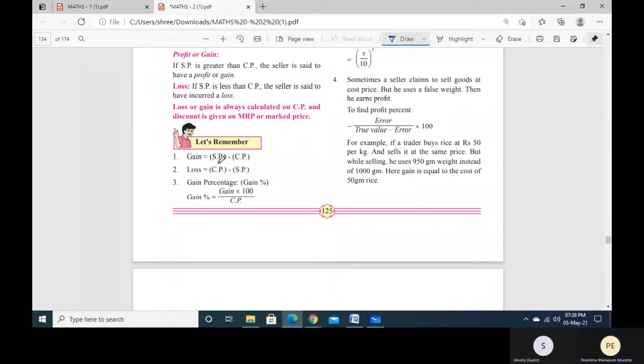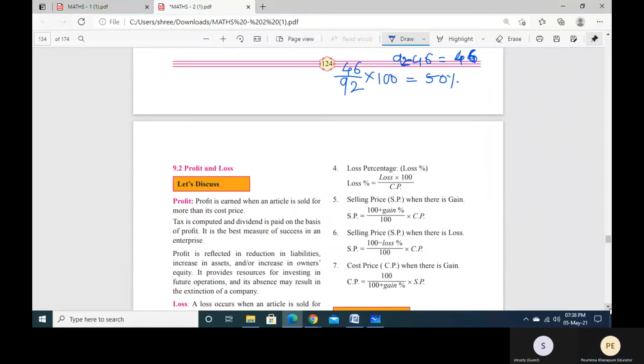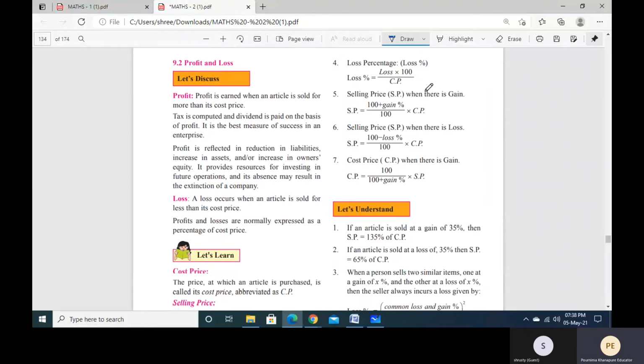Gain means profit, SP minus CP. Loss is CP minus SP. Then percent gain is the gain upon the CP into 100. For loss, same thing: loss percent is loss into 100 upon CP. For the selling price, when there is a gain, when we have profit, how to find the selling price? It is 100 plus the percent profit upon 100 into CP. If there is a loss, just subtract the loss percent.